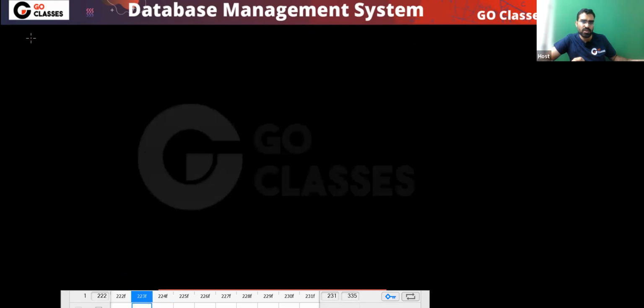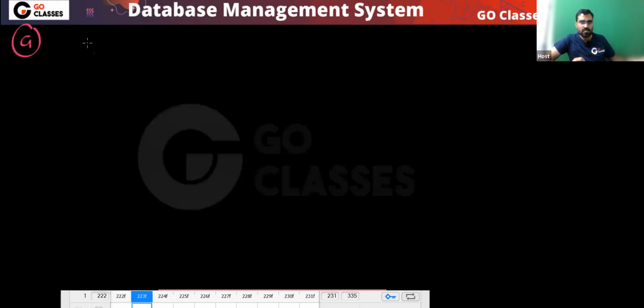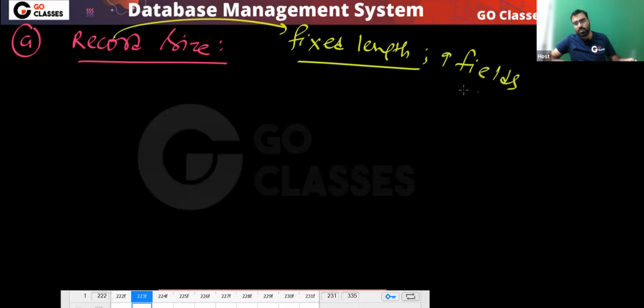So what is the length of a record? What is the record size? Before solving, what is the record size? See, every record has fixed length. It has 9 fields. Let's see this. The total size will be very simple.